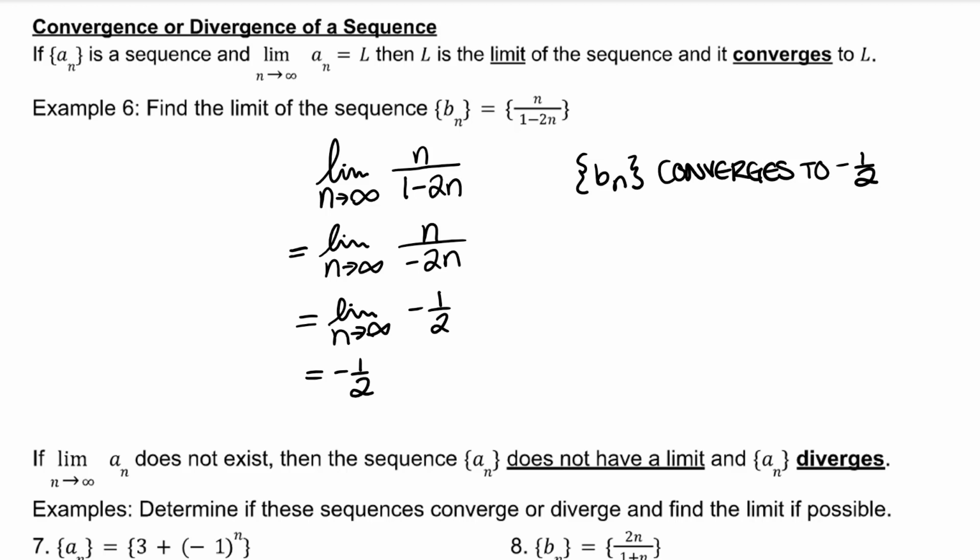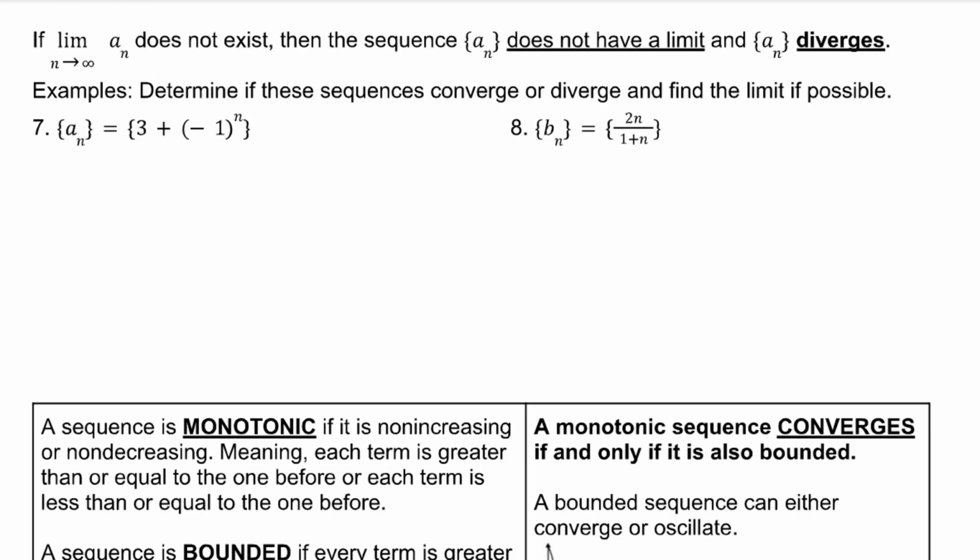As we take the limit of the sequence as n approaches infinity, we get a number, negative 1/2. Therefore, the sequence b sub n converges to negative 1/2. If the limit of a sub n as n approaches infinity does not exist, then the sequence a sub n does not have a limit and a sub n diverges. Determine if these sequences converge or diverge and find the limit if possible.